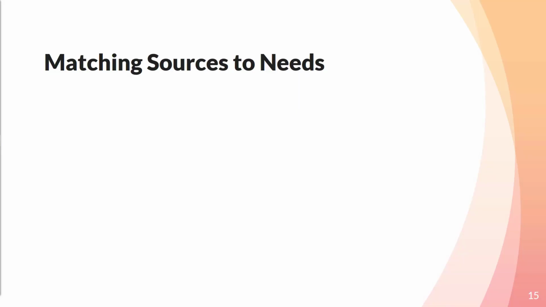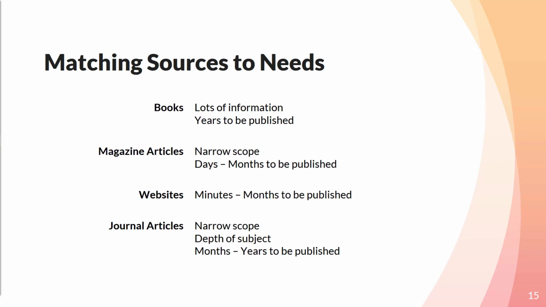Here are a few examples of matching sources to your information needs. Books are relatively long, so they may have a lot of information on a subject within them. They could be narrow or broad, depending on the author's intention in writing the book and who it's intended for. It usually takes several years to publish a book.